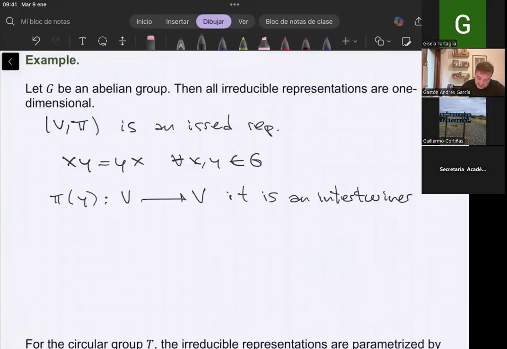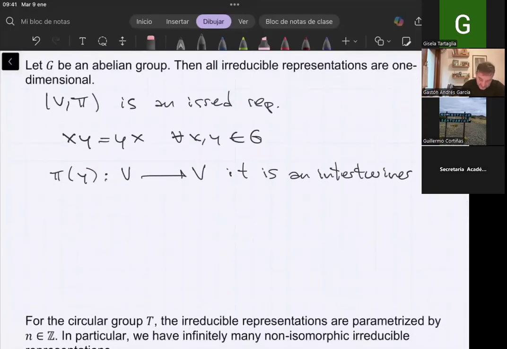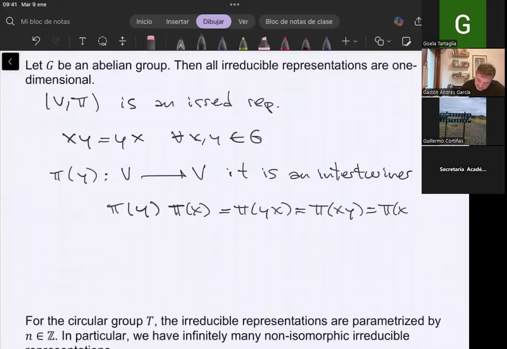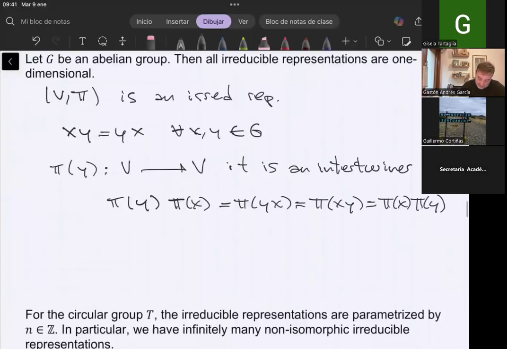Yes, because the group is abelian. To be an intertwiner means that it has to commute with the action of any x, but this is exactly by the definition of the action. This is this one, and this is equal to this one, which is equal to this thing. So it commutes with the action for any x.